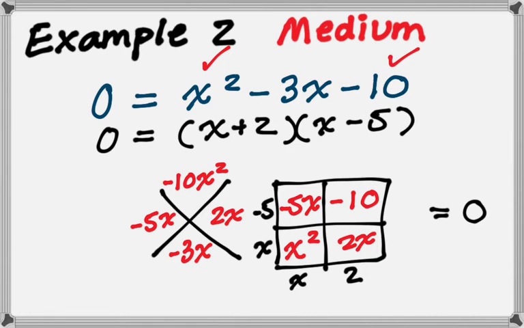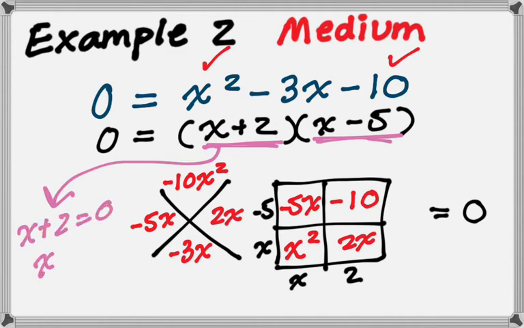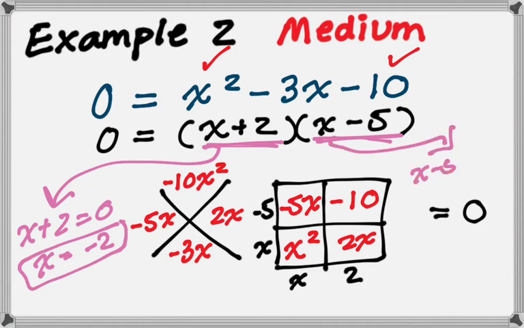Now that it's factored, I can use the zero product property. Let's go ahead and do that. There's only two things being multiplied. They both could equal 0. If x plus 2 equaled 0, then x would equal negative 2. That's my first solution. If x minus 5 equaled 0, then x could equal positive 5. That's my second solution. So, done.